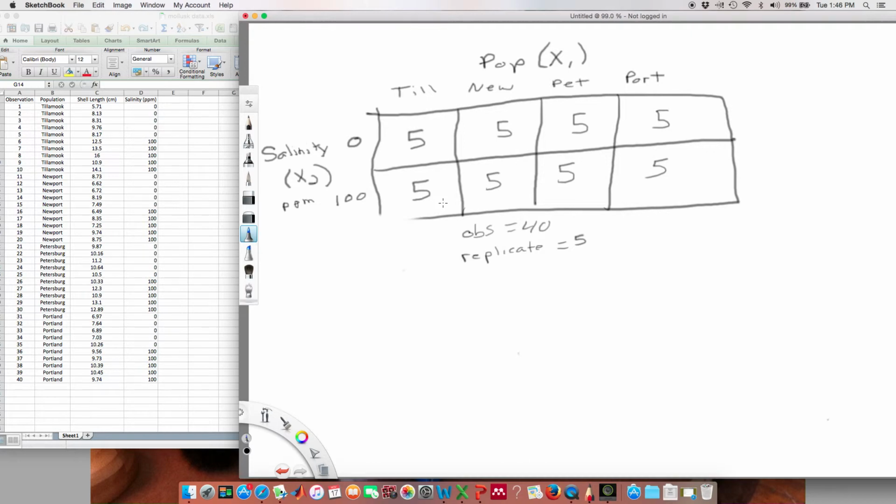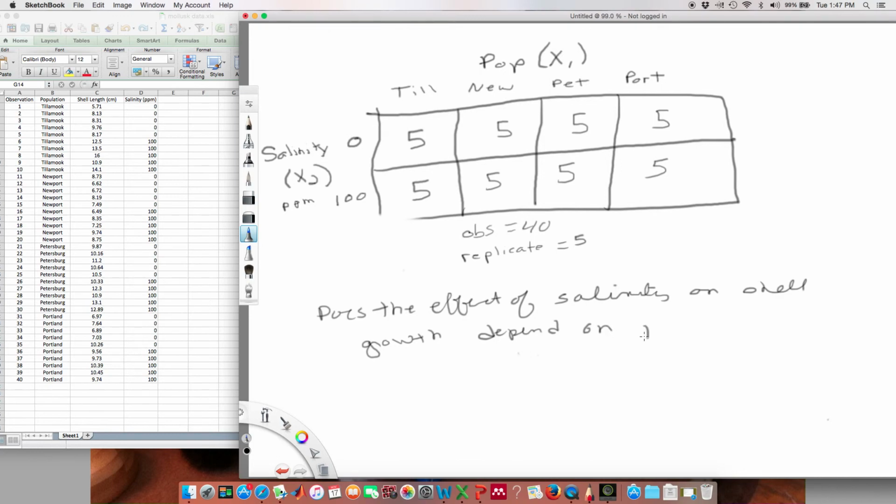Okay, and again, the question we would be asking here is, does the effect of salinity on shell growth depend on population? In other words, are mollusks from these different populations responding differently to the changing salinity levels?